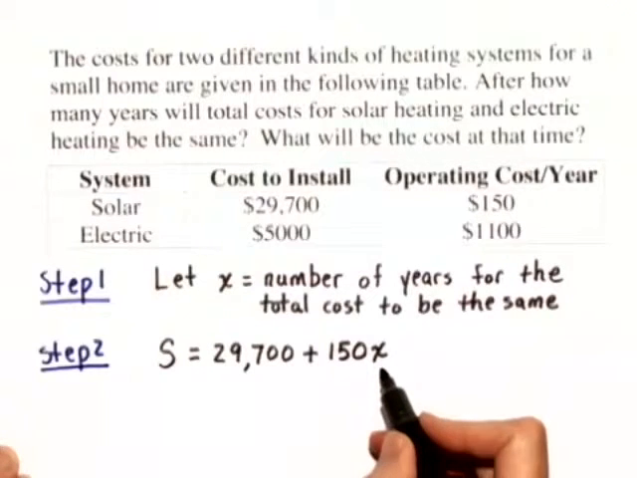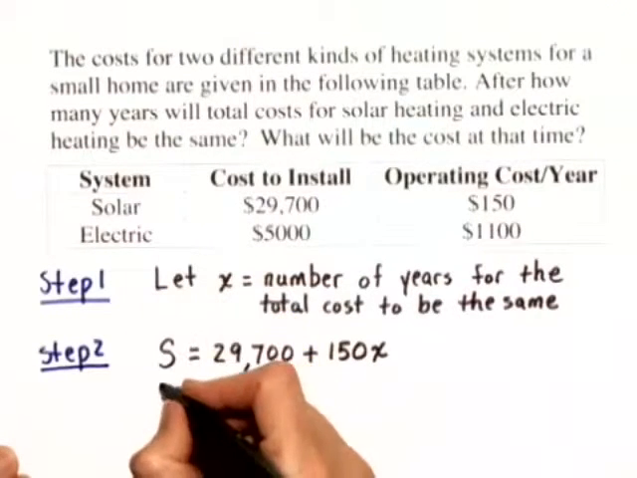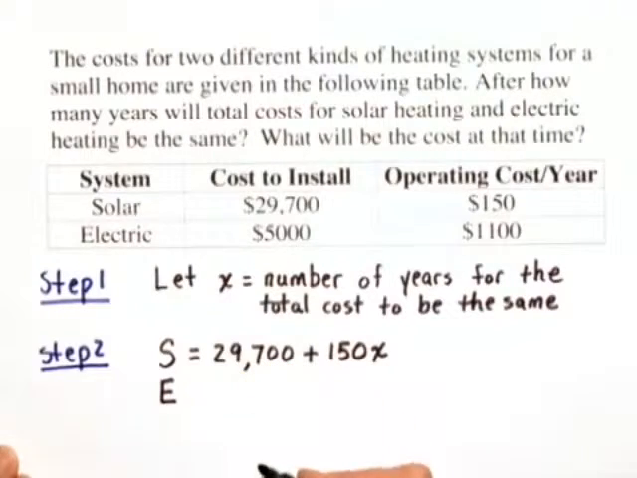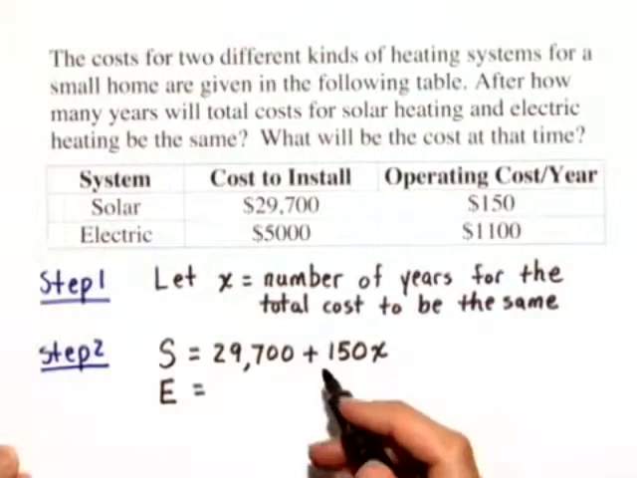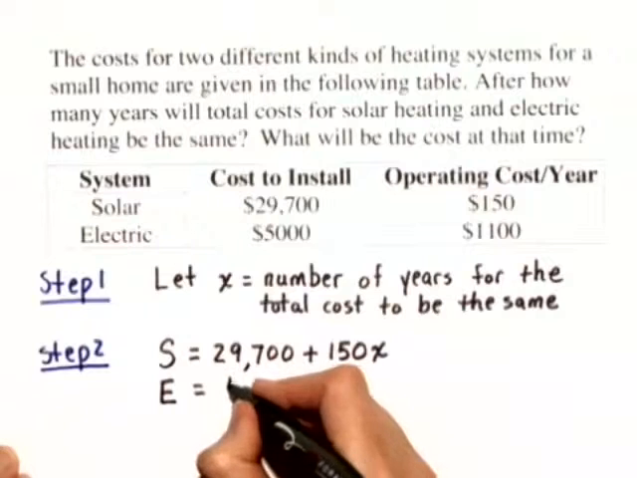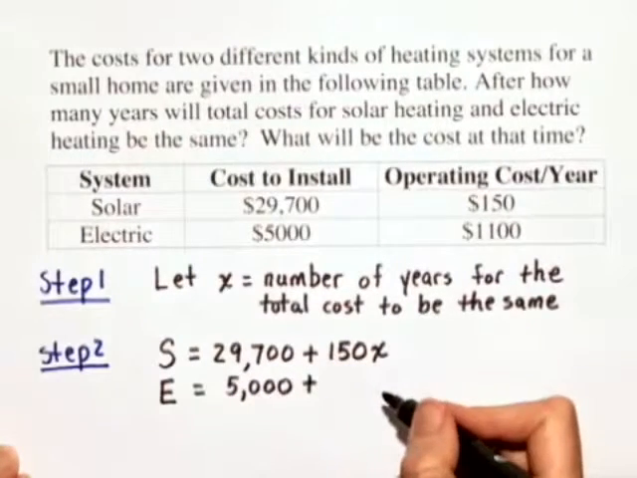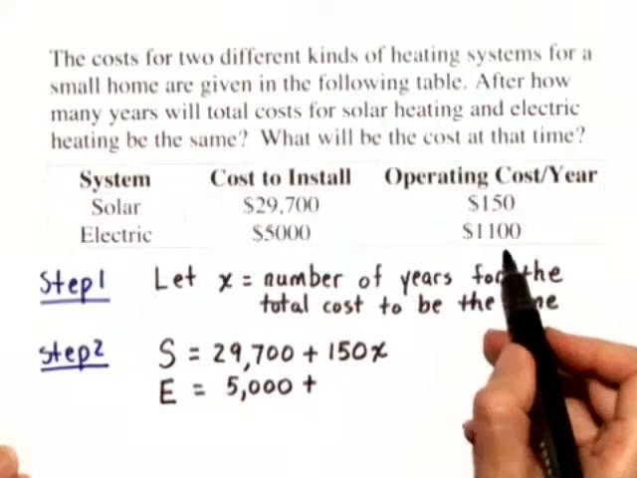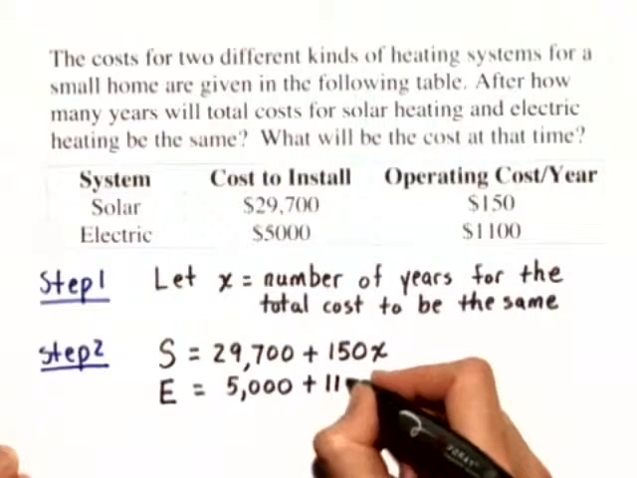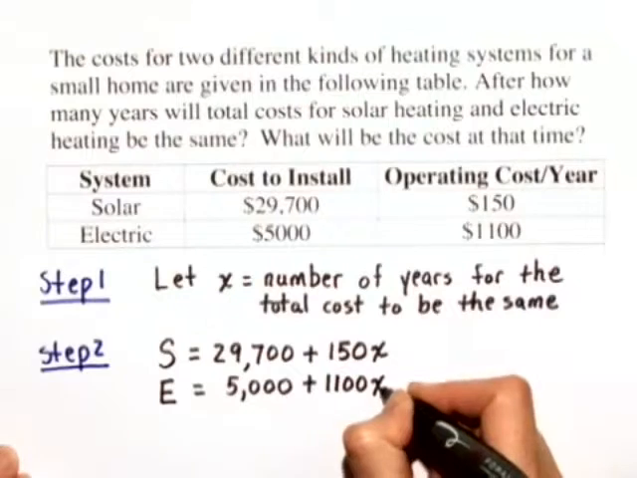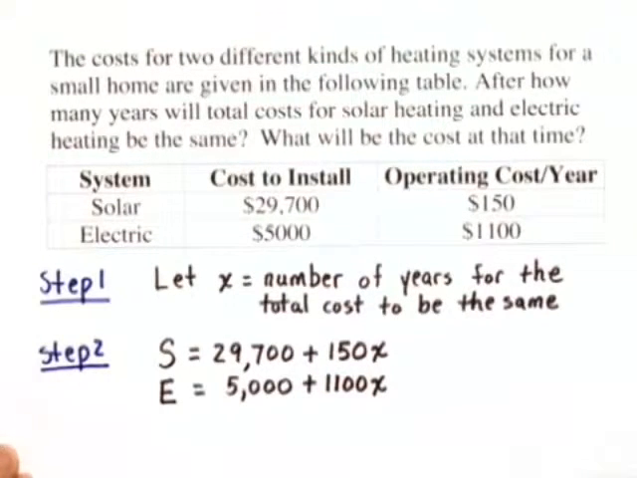to give us the cost for each individual year. And for the electric, we'll represent that as an E. The cost for electric heating has a fixed cost of $5,000, so we'll start with that $5,000. But notice it has a higher operating cost for each year of $1,100. So we add 1,100 times x, times the number of years that is.